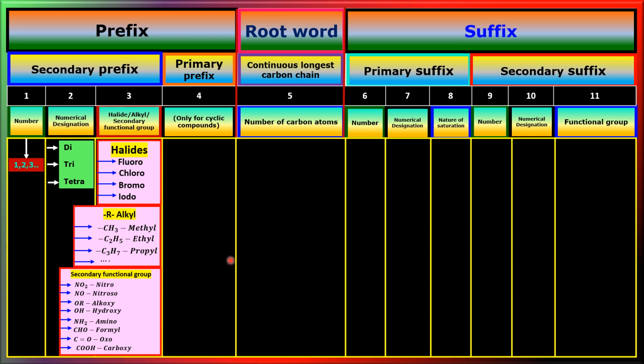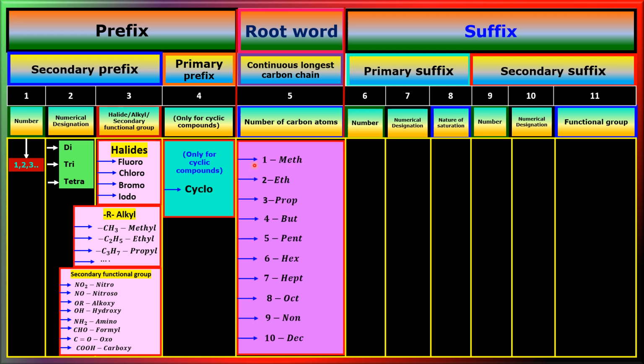Okay. Next, primary prefix, there is only one primary prefix, and it is used only when carbon compounds are forming ring-like structures. That is, cyclic compounds only we have to use this prefix. That is only for cyclic compounds, cyclo. Okay, so for closed chains only this part will come, and for the remaining branched chains it is absent.